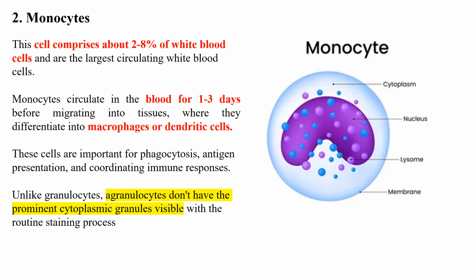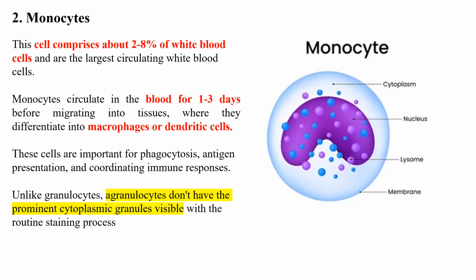Now let's move on to the monocyte, the second type of agranulocyte. Monocytes are quite different from lymphocytes in several ways. First, they are much less common, making up only about 2 to 8% of the white blood cells. But don't let their lower numbers fool you. They are incredibly important. Monocytes hold the distinction of being the largest circulating white blood cells, so they really stand out when you are looking at a blood smear.